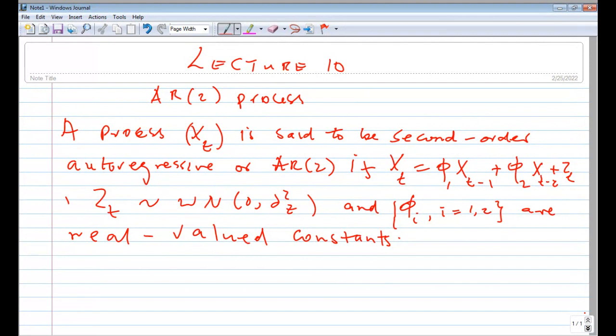Let me just go to the second page. I hope you are done. Can I go to the second one?